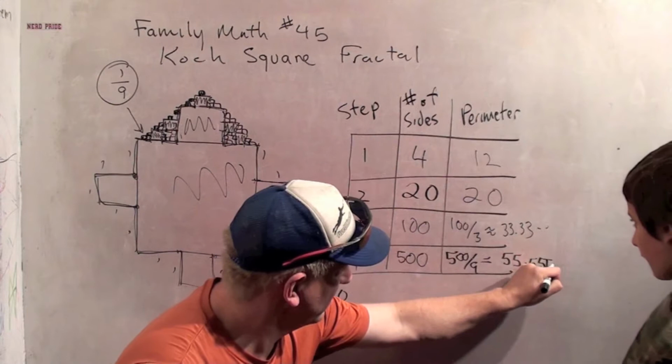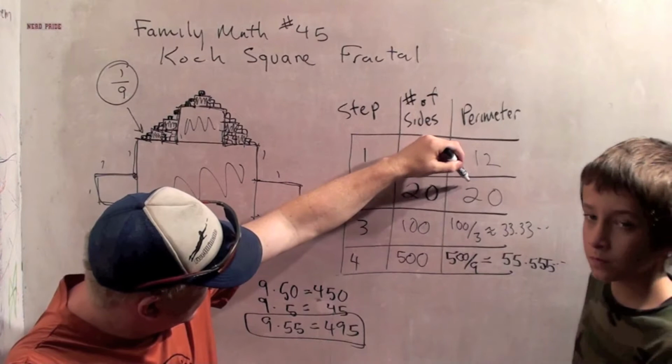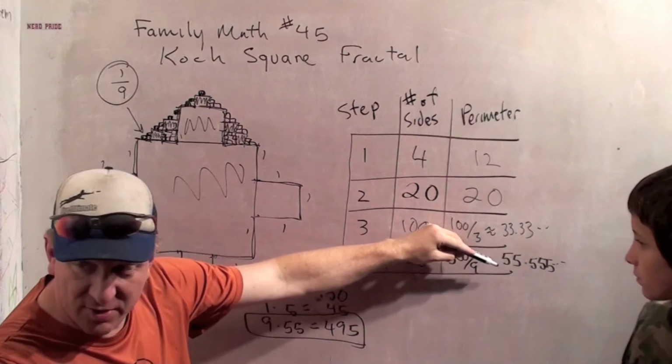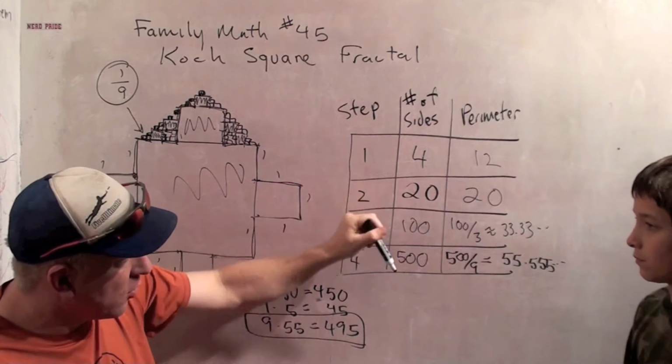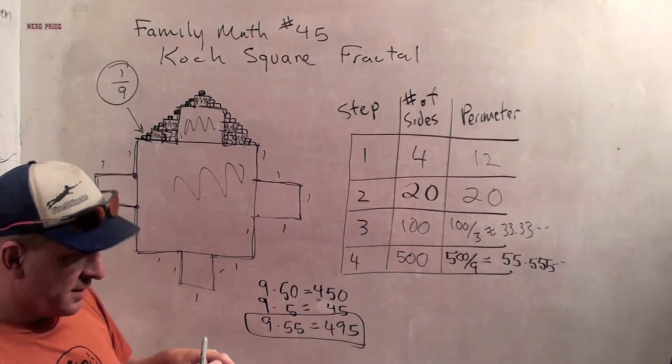Okay. So notice the perimeter increases by 8 on the first step, by a little over 13 on the next step, by 22 on the next step. So the perimeter keeps increasing by more every single time. So the perimeter keeps getting bigger and bigger. So if I keep going forever, where do you think the perimeter is going to eventually get to?